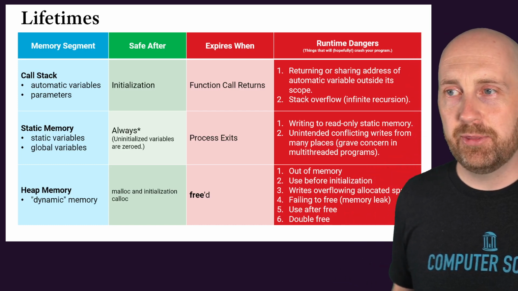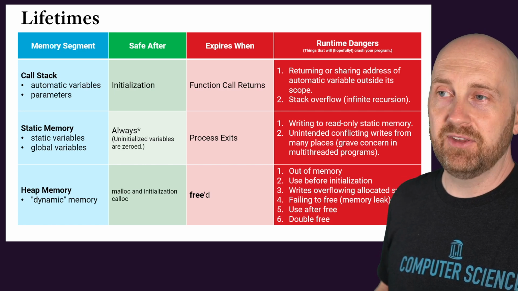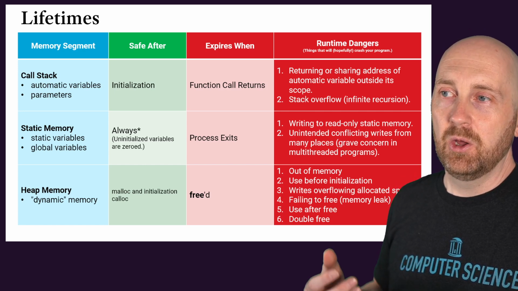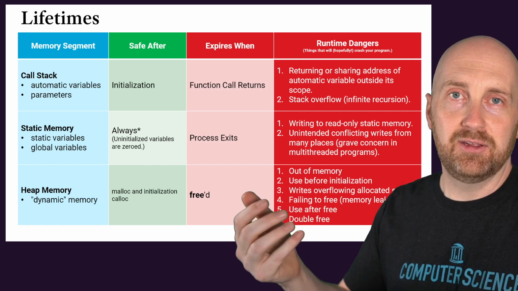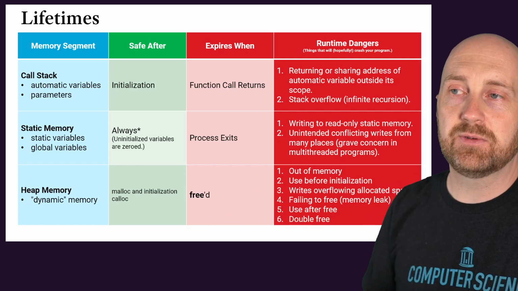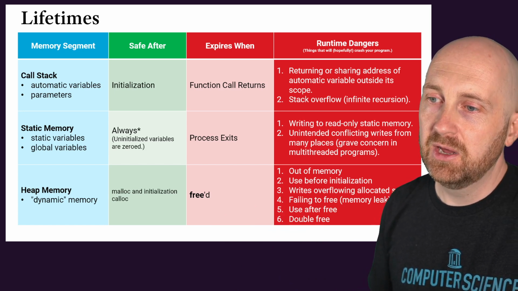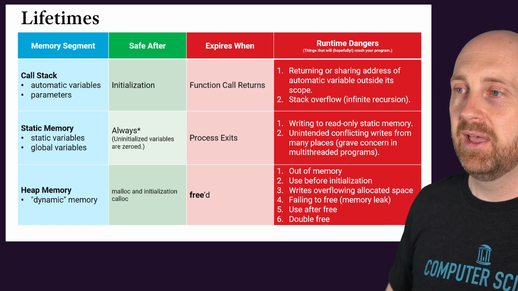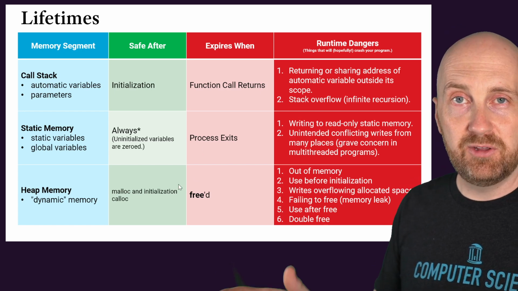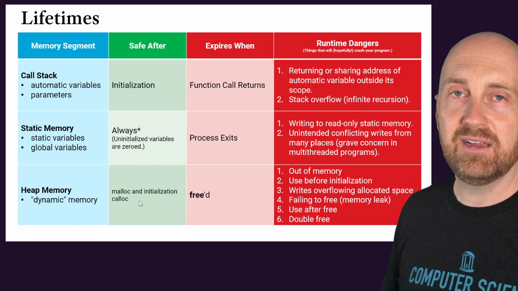So we've now seen three different fundamentally important areas or segments of memory. When you're working with variables, you've got to choose which of these three segments you're going to be working with memory in, and they have different trade-offs. What we spent this video focused on is heap memory, or dynamic memory. The lifetime of memory that you've allocated dynamically on the heap is safe after malloc and calloc.